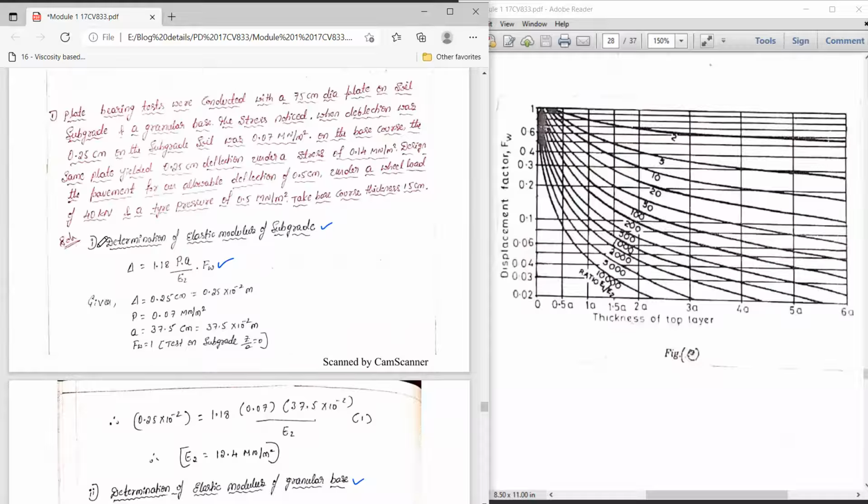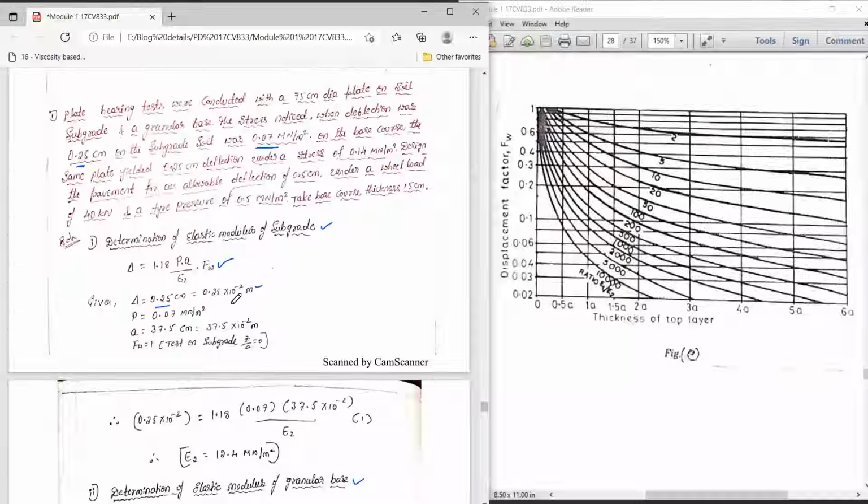Now, when you are doing the first step, you have to choose the data relevant for the subgrade, because in the problem we have 2 sets of data. One data is for the subgrade soil and another data is for the base. While performing the first step, you have to choose the data with respect to subgrade. So with respect to subgrade, deflection was 0.25 centimeter and pressure is 0.07 meganewtons per meter square. The same I have noted here.